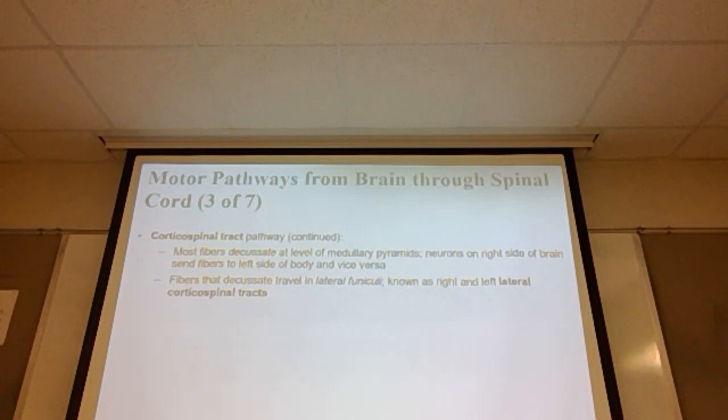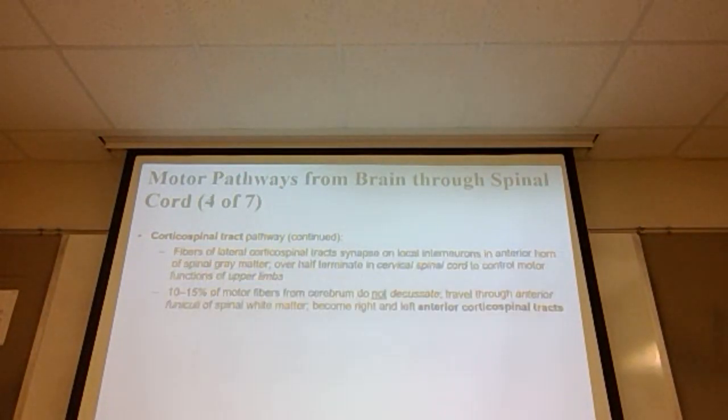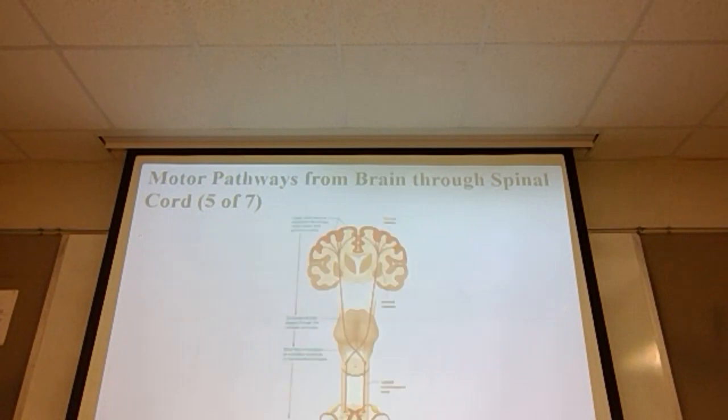Fibers that decussate travel in lateral funiculi, known as the right and left lateral corticospinal tracts. The fibers of the lateral corticospinal tracts then synapse on local neurons in the anterior horn of the gray matter. Over half of them terminate in the cervical spinal cord to control motor functions of the upper limbs. 10 to 15% of motor fibers from the cerebrum do not decussate. They travel through the anterior funiculi of the white matter, becoming the right and left anterior corticospinal tracts.